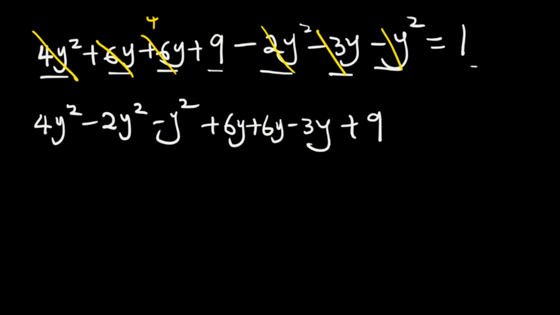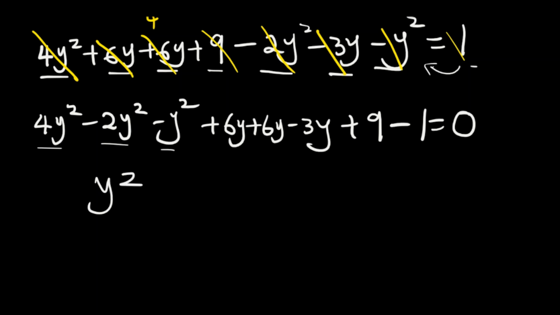So you're going to say plus 9 minus 1 is equal to 0 because you're transporting the 1 to the other side. And then from here, you simply add your like terms, right? So you're going to say 4y squared minus 2y squared minus y squared is equal to y squared. And then here it's 6 plus 6, which is 12, minus 3, which is 9, right? Obviously you need to use your BODMAS rule. So just punch it through your calculator, you will get plus 9y, right? And then 9 minus 1 is going to give you 8, right? So it's equal to 0.